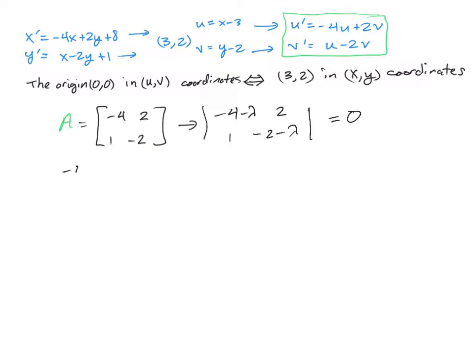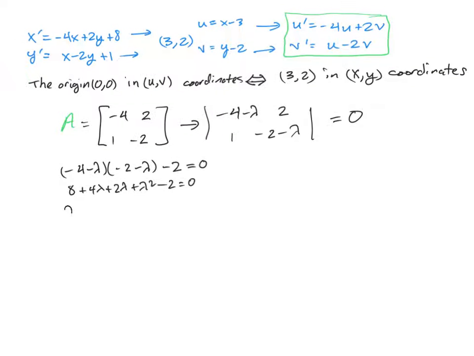So we're going to have (-4 minus lambda) times (-2 minus lambda) minus 2 is equal to 0. So 8 plus 4 lambda plus 2 lambda plus lambda squared minus 2 equals 0. So lambda squared plus 6 lambda plus 6 is equal to 0 is our equation. Now you'll notice that we cannot factor this, so we're going to complete the square on it.